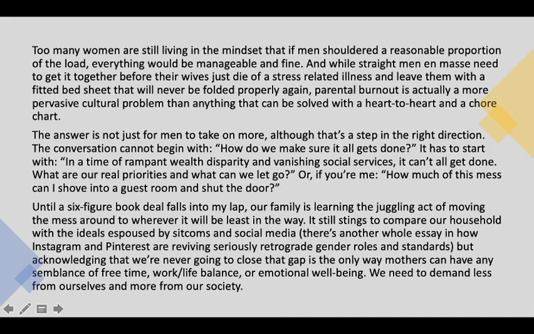It still stings to compare our household with the ideals espoused by sitcoms and social media. There's another whole essay in how Instagram and Pinterest are reviving seriously retrograde gender roles and standards. But acknowledging that we are never going to close that gap is the only way mothers can have any semblance of free time, work-life balance, or emotional well-being. We need to demand less from ourselves and more from our society.